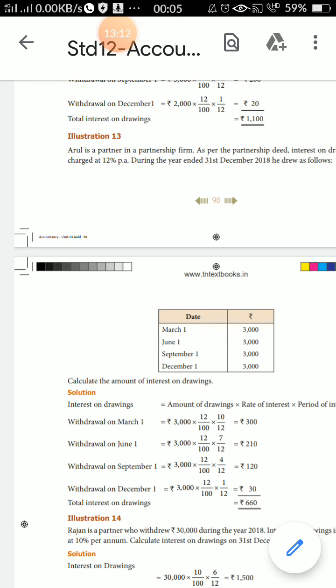Listen students, these two sums are very easy sums. Each and every student, write these two sums in your class work note. Next class, each and every student show your accountancy class work.